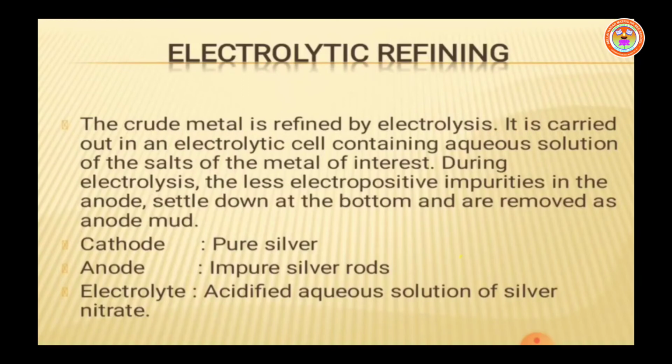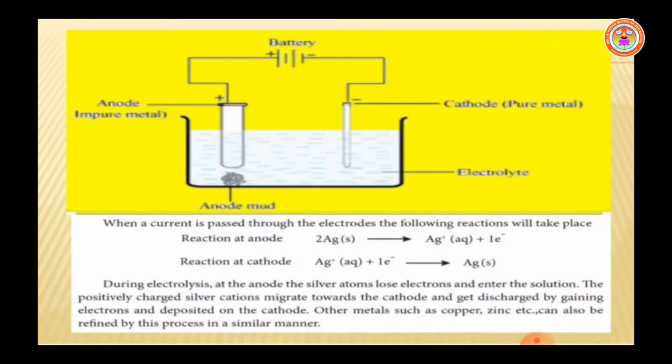to a battery. When the electric current is passed between the electrodes, pure silver metal dissolves from the anode and passes into the solution, and the same amount of silver ion, that is Ag+ ion, moves towards the cathode. At the cathode the silver ion undergoes discharge and is deposited as pure silver metal. Understand, children?